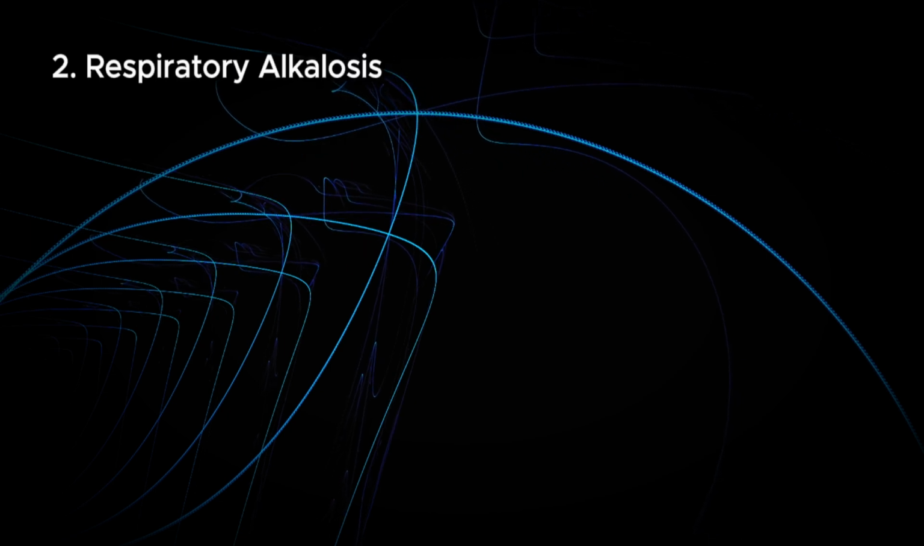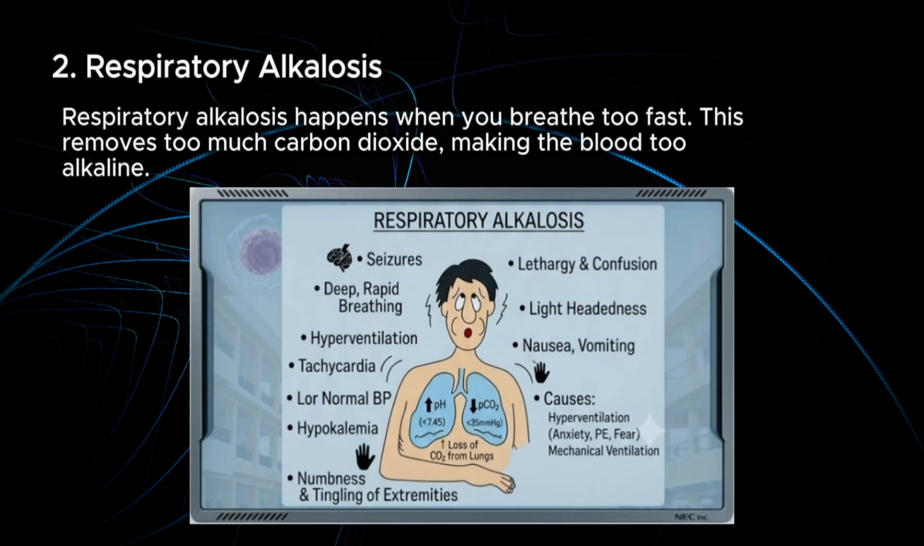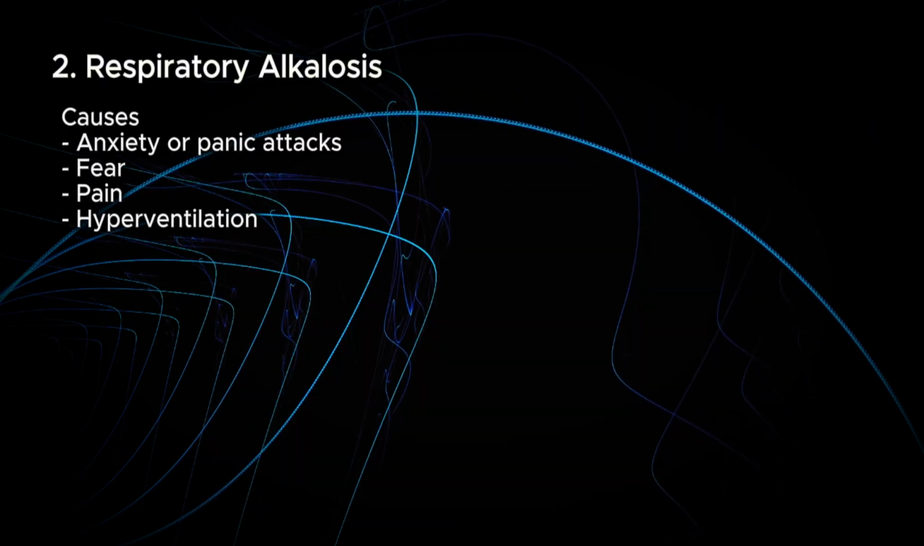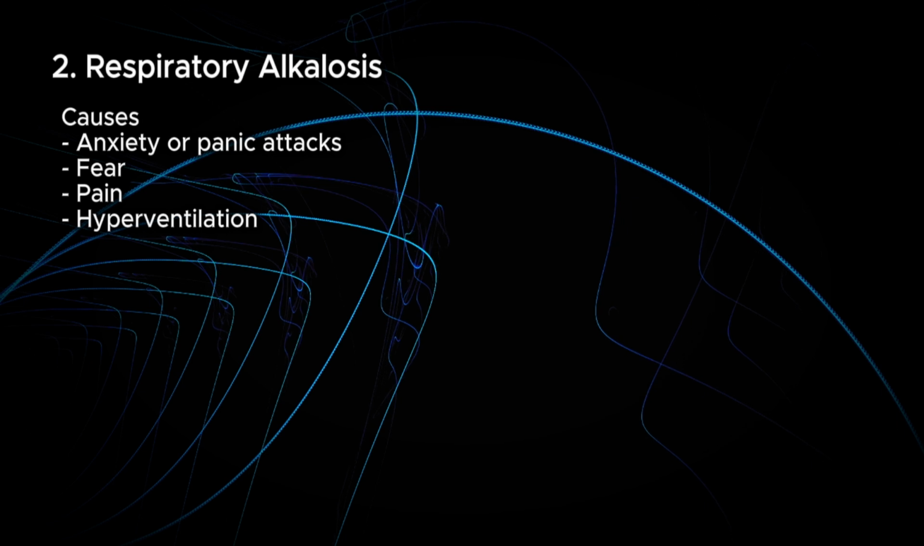So the second is respiratory alkalosis. Respiratory alkalosis happens when you breathe too fast. This removes too much carbon dioxide, making the blood too alkaline. So what are the causes of respiratory alkalosis?